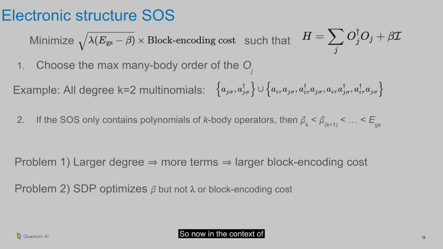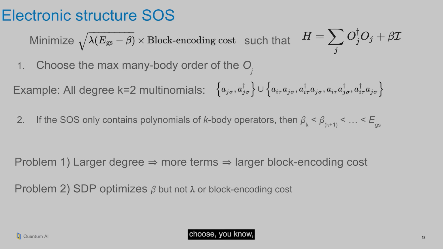So now, in the context of finding a good sum of squares, you want to minimize lambda effective. That's square root of lambda times lambda gap times the cost of each block encoding, such that your sum of squares reproduces your original Hamiltonian. So how you might go about doing this, if you were to follow a recipe, is at first you choose a many-body order. The most general degree 2 order is all possible products of 2 fermionic operators. So that looks like that.